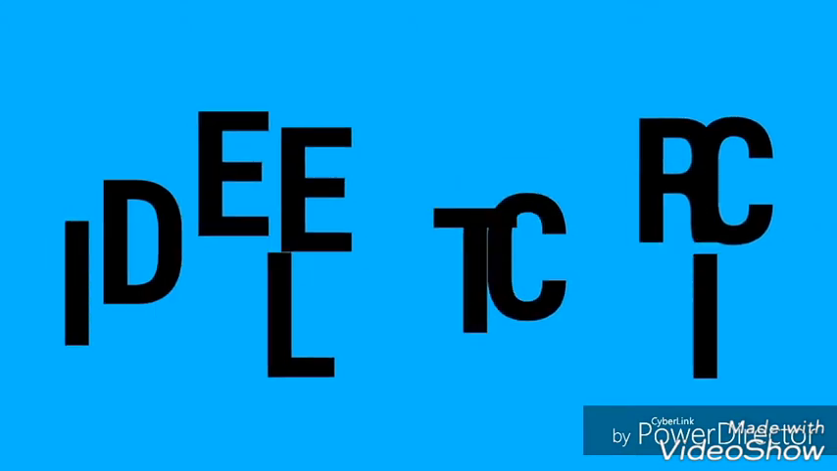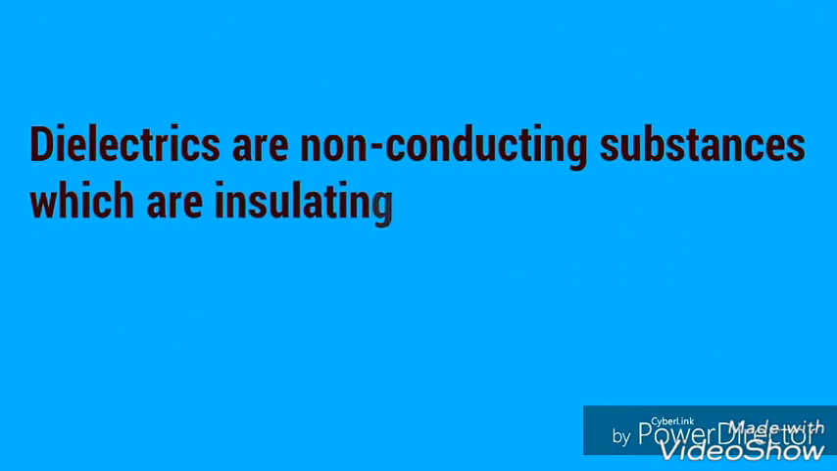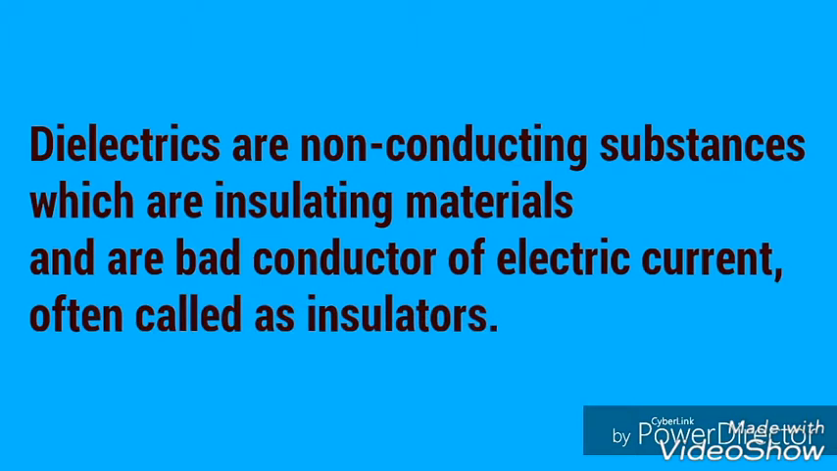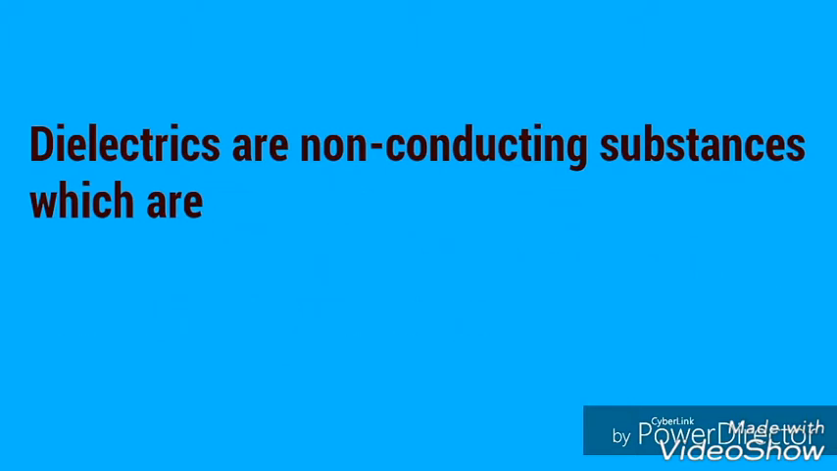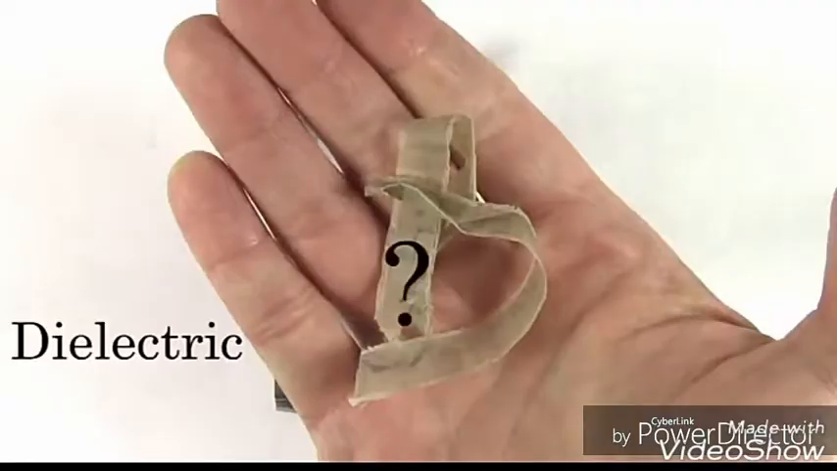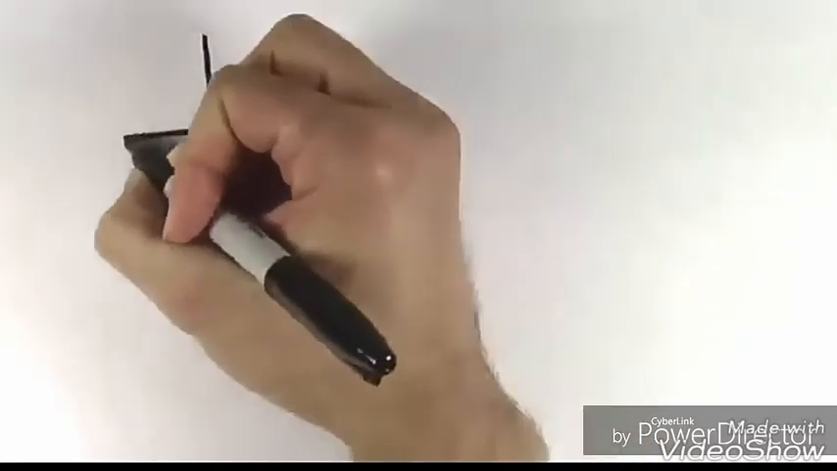Dielectrics are non-conducting substances, which are insulating materials and bad conductors of electric current. These are often called insulators. Why does the dielectric increase the capacitance? To find out, let's look at this example.